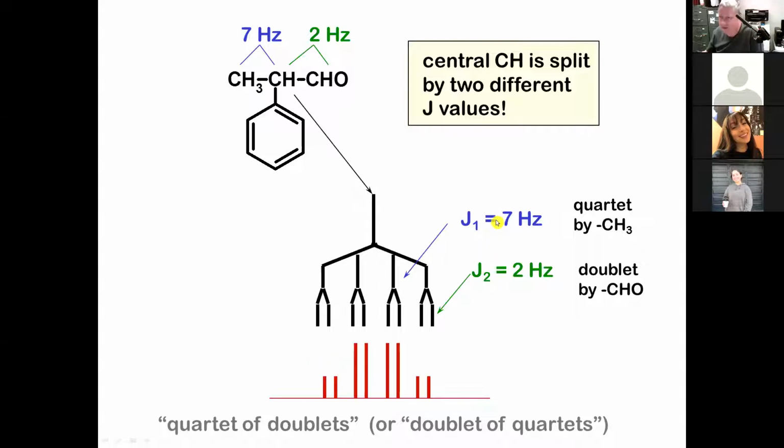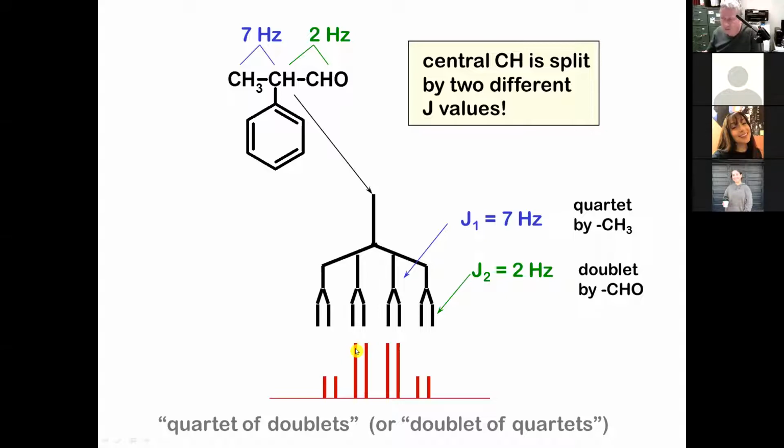If I wanted to figure out, it's a doublet of triplets. Sorry, doublet of quartets. There's 2 J values, right? How would I measure 7? I would go from the first peak to the third peak. That's the easiest way to do it. First peak, not to the second peak, because that's just 2. But if I measure in Hertz first peak to the third peak, that'll be 7.